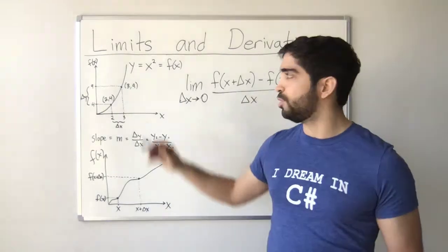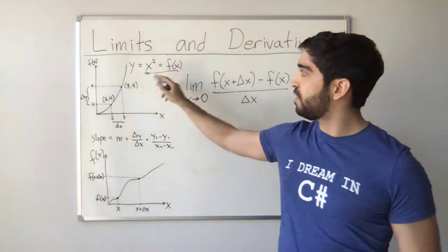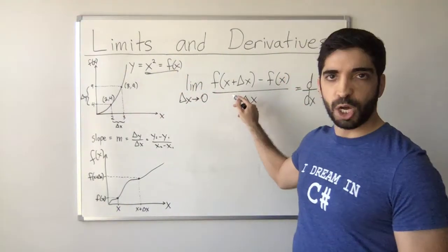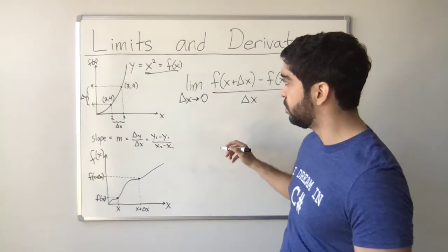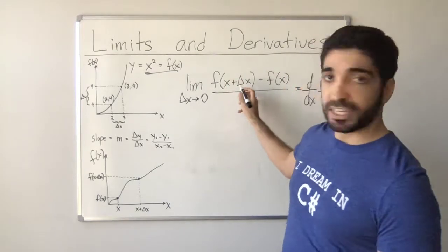So let's go ahead and compute this function that we have here. We have our f of x is x squared. Let's plug it into here. So let's see. So we have f of x plus delta x.